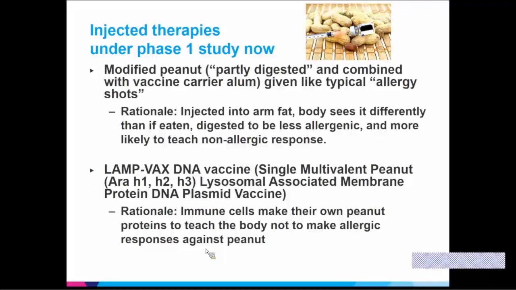And then there's actually a DNA vaccine that makes peanut in your own body. Yes, we're injecting them to people right now, today, in our research unit. And that gets away from side effects and hopefully will be a more lasting treatment. And there are others.